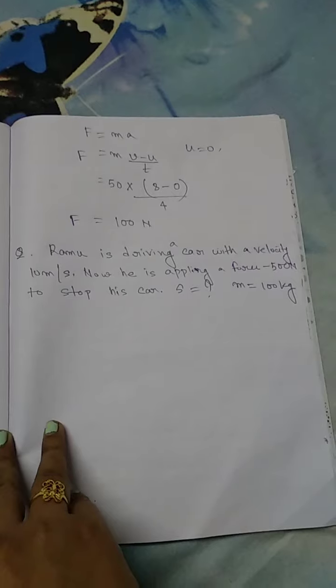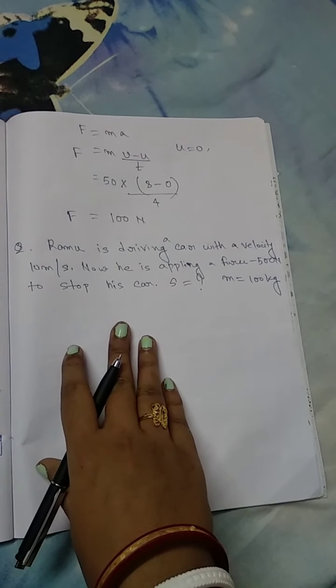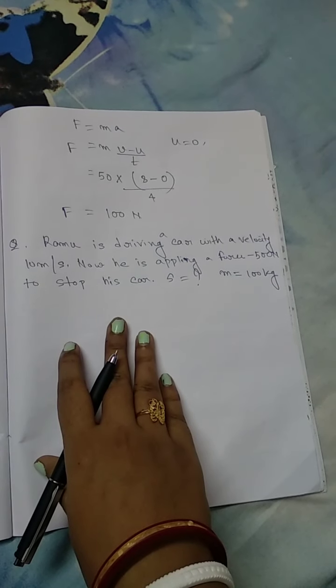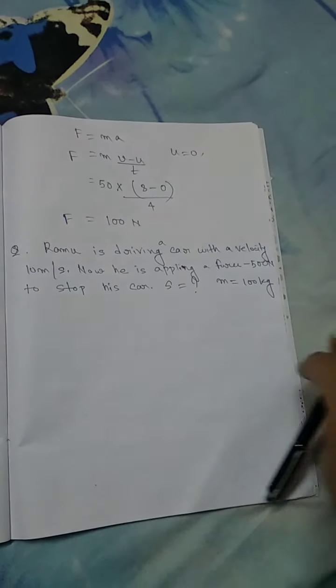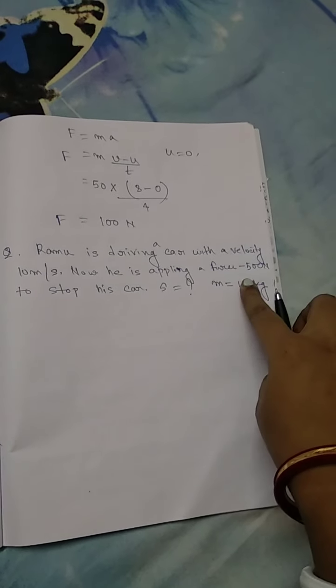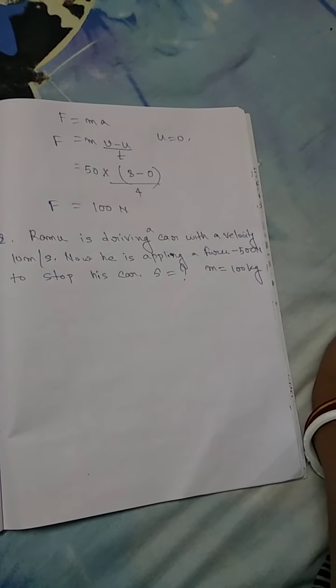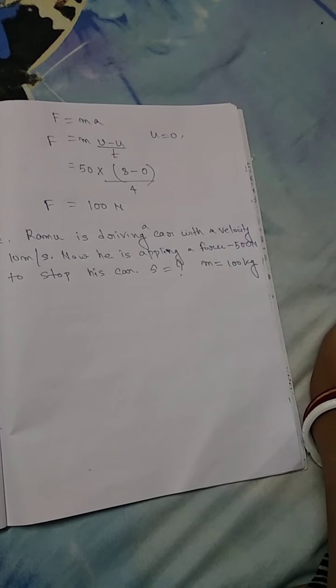इज इट क्लियर? रामू एक कार चला रहा था कितना वेलोसिटी में? 10 मीटर पर सेकेंड में. अब अचानक कोई आ गया सामने तो उसको ब्रेक दबाना पड़ा विथ ए फोर्स 500 न्यूटन. अब कितना टाइम के बाद वो कार रुकेगा? आफ्टर ट्रेवलिंग हाउ मच डिस्टेंस द कार विल स्टॉप.